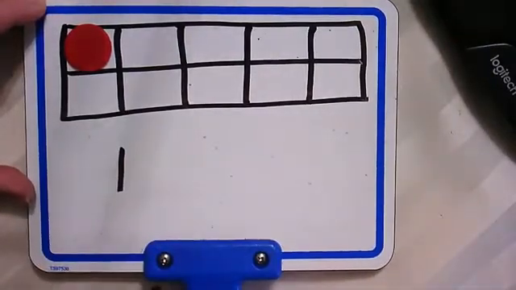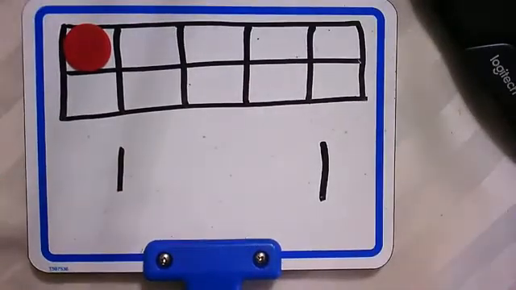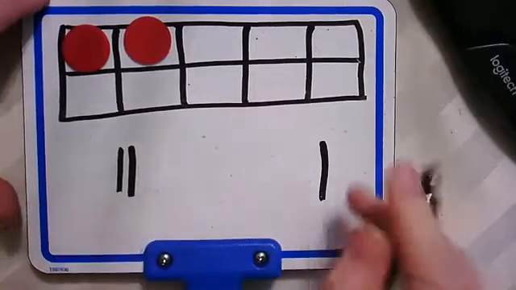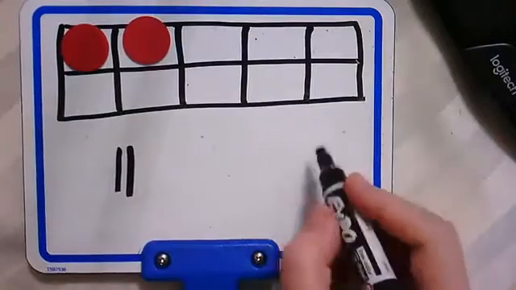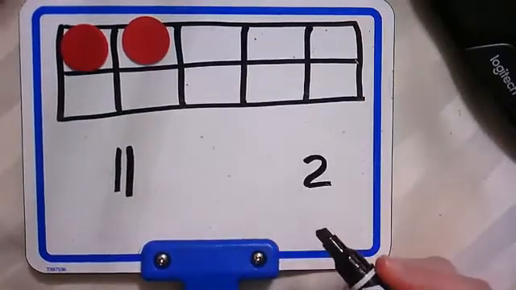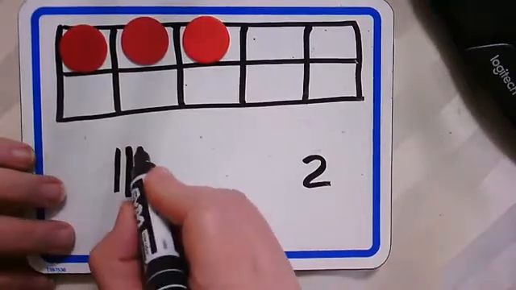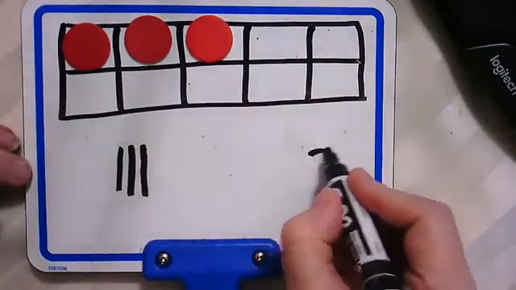I'm going to add one more, and that is the number 1. If I add one more, I now have 2, and I'm going to tally mark here, but I'm going to change my number 1 to 2. If I add one more, how many do I have? 3. 3 tally marks, and the number 3.